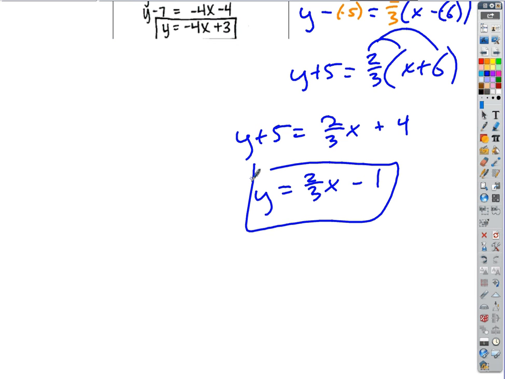And that's in slope-intercept form, which is our preferred form, right? So remember, to put it in slope-intercept form, all you do is simplify. That's it. You just isolate y and simplify, and it automatically ends up in slope-intercept form.